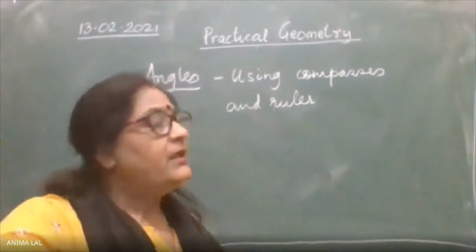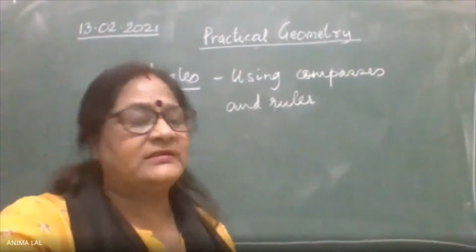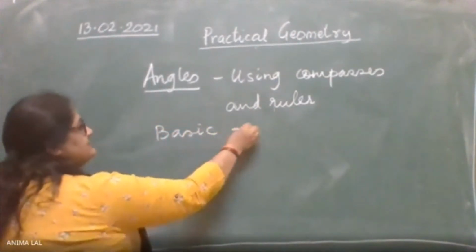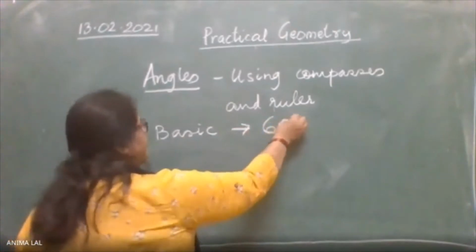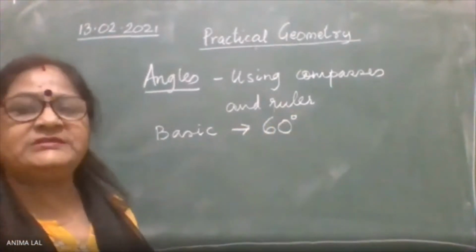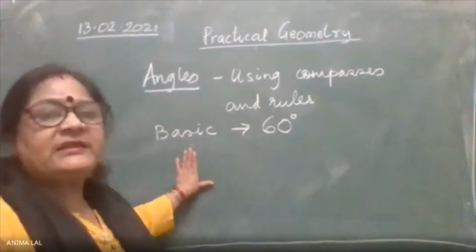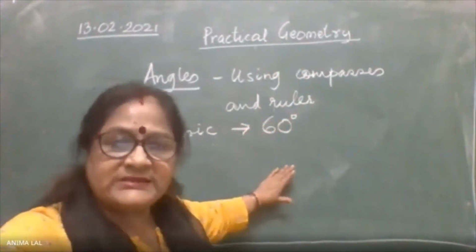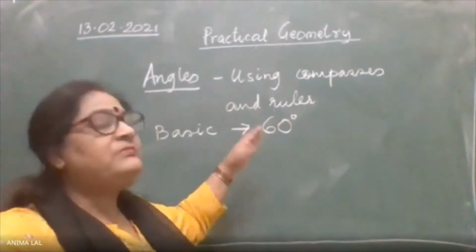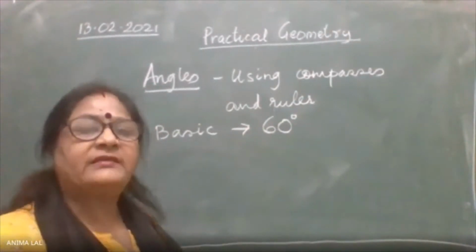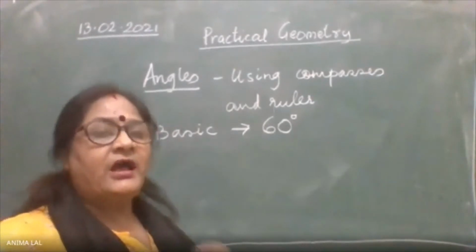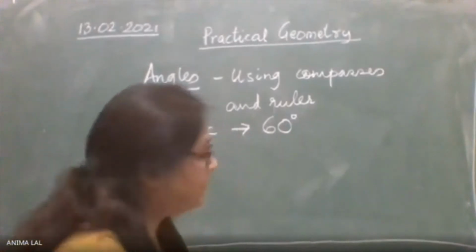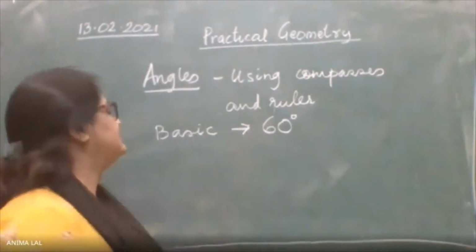The basic angle that we construct is a 60-degree angle. Remember, angles are always measured in degrees. The basic angle that we are going to construct using a compass and a ruler is a 60-degree angle. From this 60-degree angle, we can construct other angles about which I will let you know afterwards. Right. Now let us start with a 60-degree angle construction.